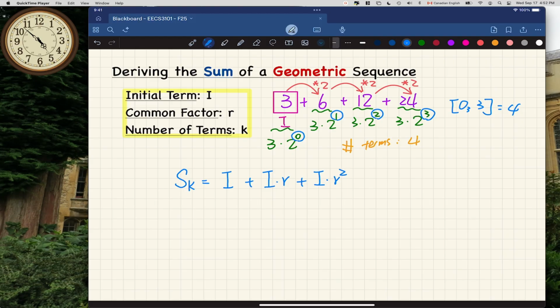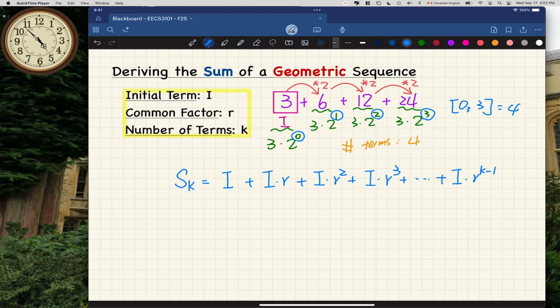Let me just get one more. Plus I times r cubed, plus all the way to I times r to the... What should be the last one, if we got k terms? k minus 1, right? Good, thank you. Yeah, exactly. Okay. Yeah, just watch out for the precision.